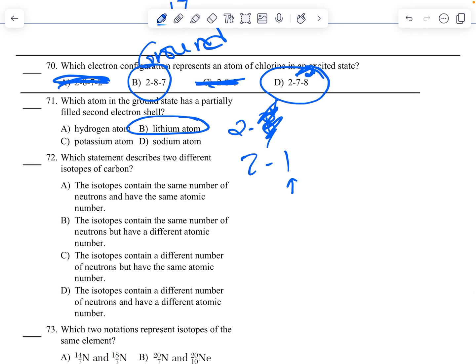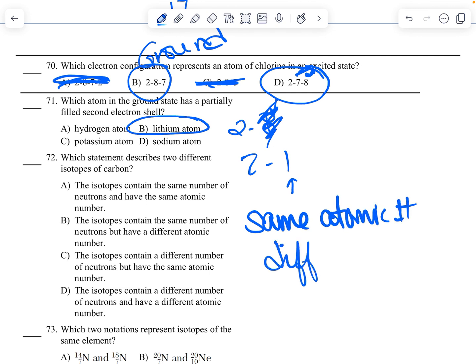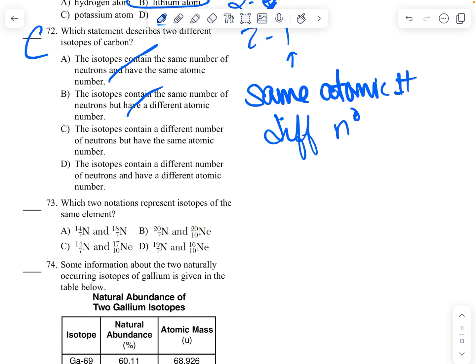Which statement describes 2 different isotopes of carbon? So isotopes of carbon would have the same number of protons, which is the same as atomic number. So same atomic number. However, they have different masses, which come from different numbers of neutrons. So the same number of neutrons, no; different number of neutrons, same atomic number, yeah. Isotopes of the same element.